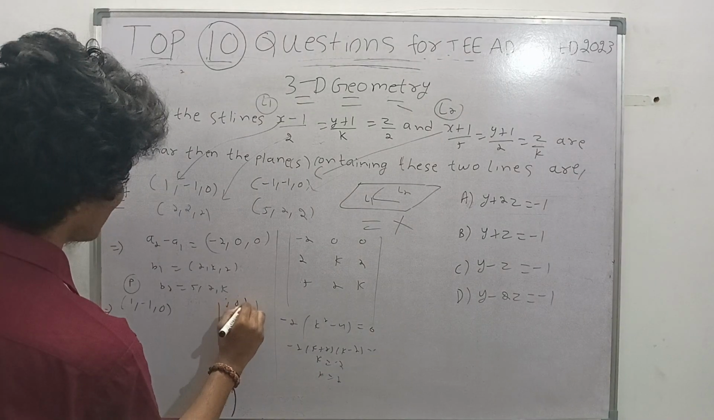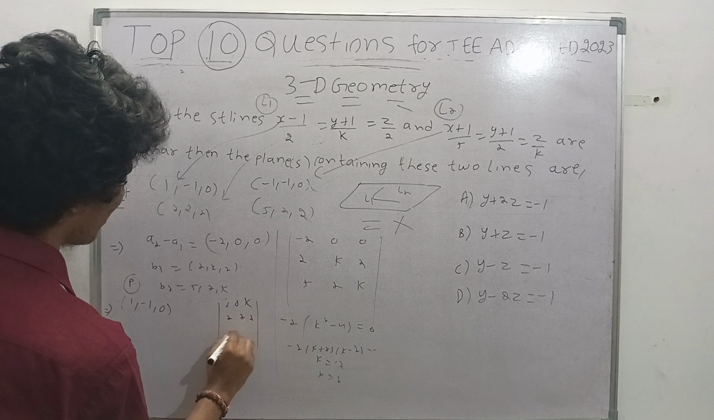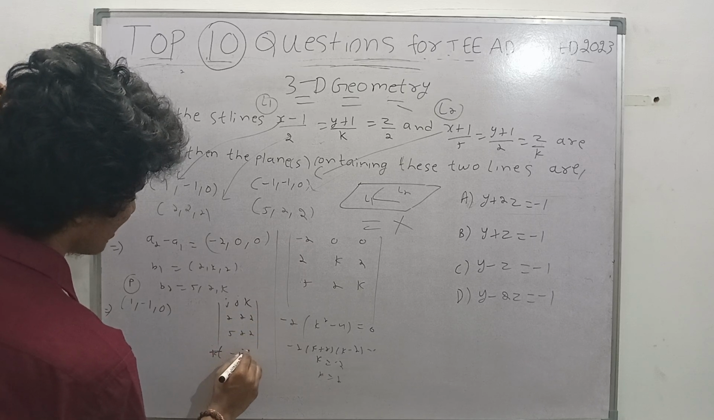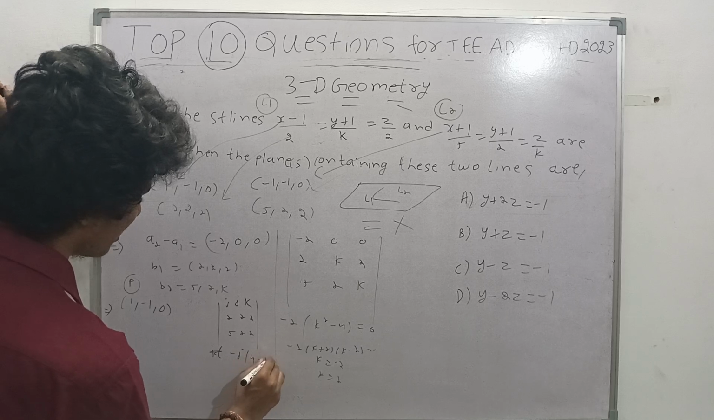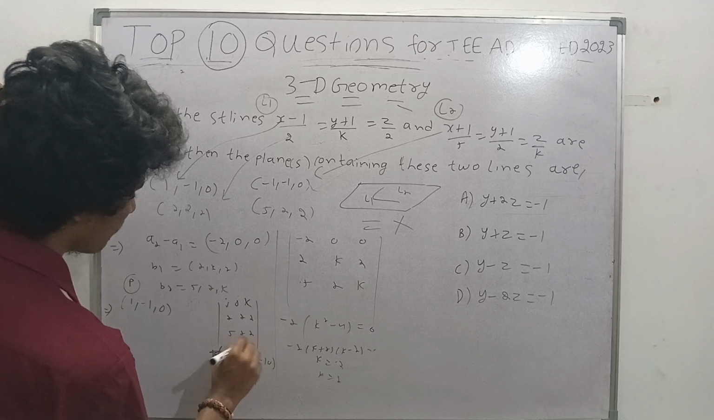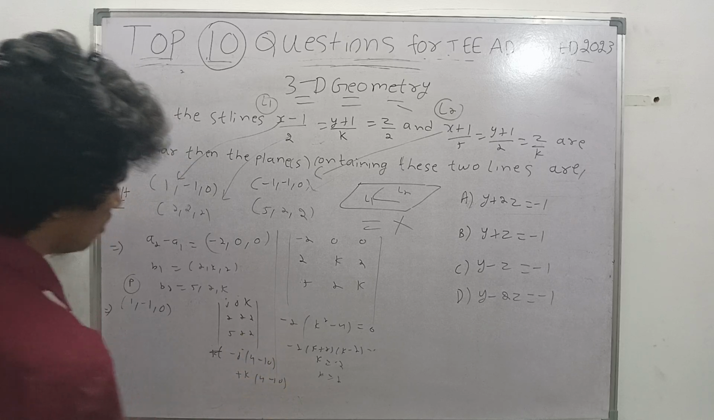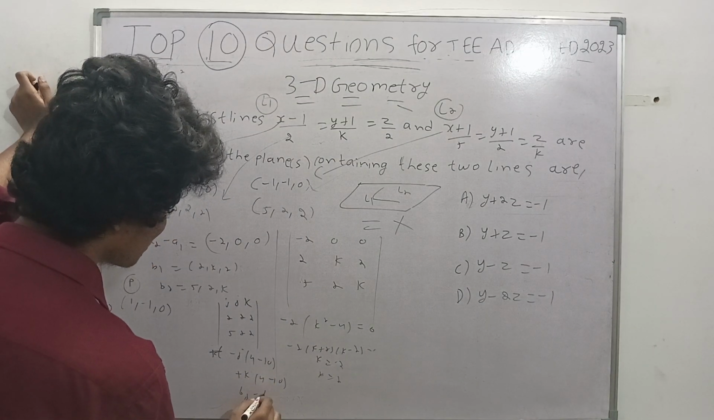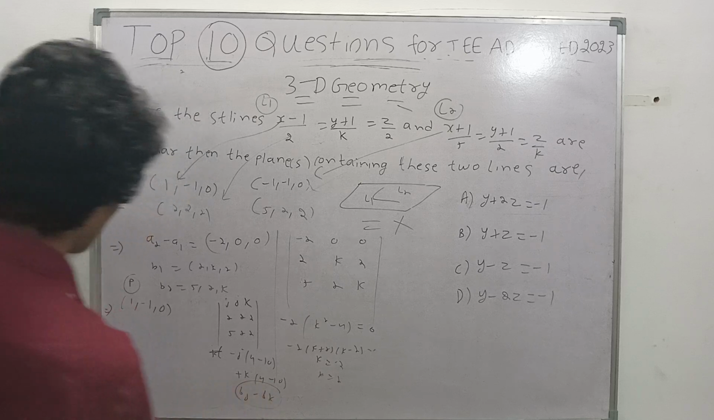That is i, j, k, 2, 2, 2, 5, 2, 2. So i into 4 minus 10, here it is minus j into 4 minus 10, and plus k into 4 minus 10. So what will I get? Here it is 6j, here it is minus 6k. This is the thing, and this is the cross product.